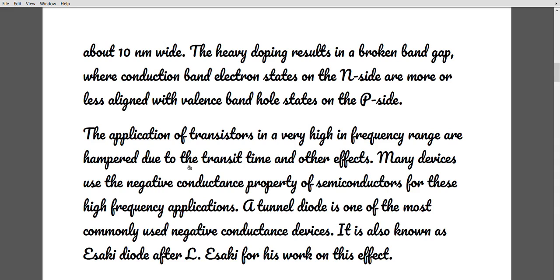The application of transistors in a very high frequency range is hampered due to transit time and other effects. Many devices use the negative conductance property of semiconductors for these high frequency applications. A tunnel diode is one of the most commonly used negative conductance devices. It is also known as the Esaki diode after L. Esaki for his work on this effect. So this was founded by L. Esaki, who worked on this effect using the tunnel diode.